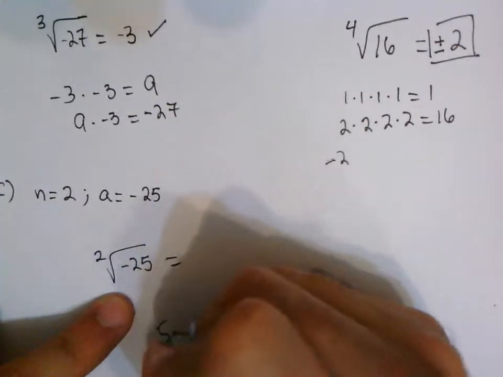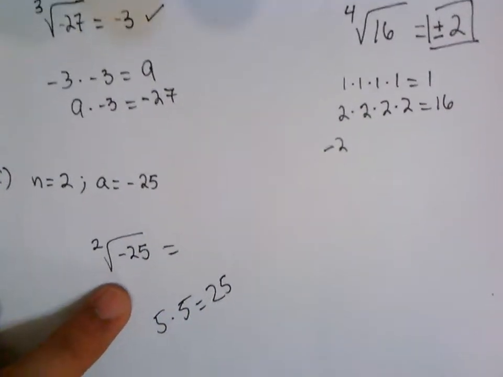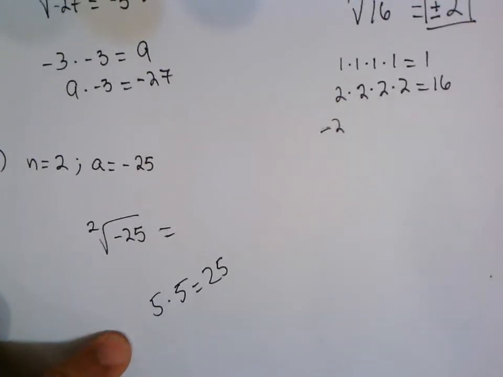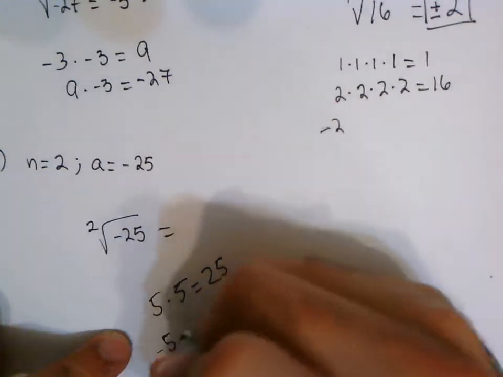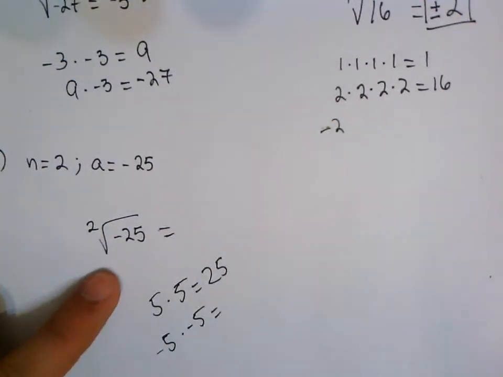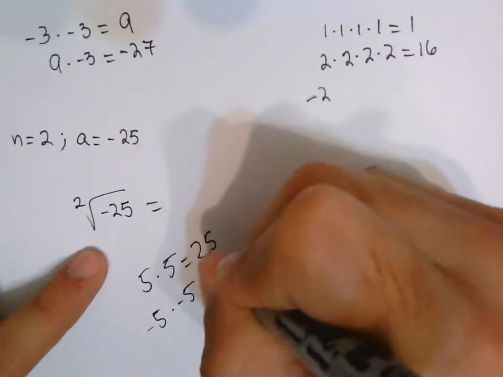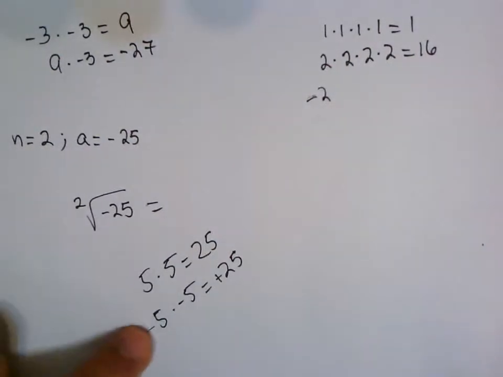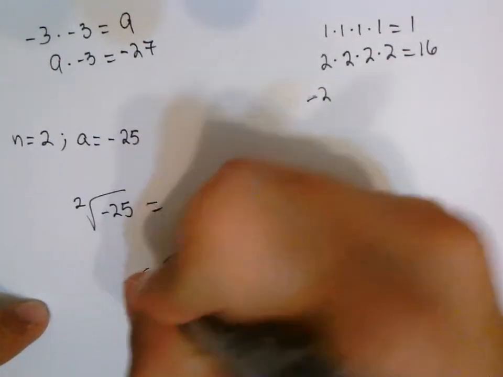Is 5 going to work? Well, 5 times 5 is positive 25. I'm actually looking for a negative 25. People tend to think that if I multiply negative 5 times negative 5, that will give me negative 25, but that's also incorrect. It's actually positive 25. A negative times a negative is equal to a positive.